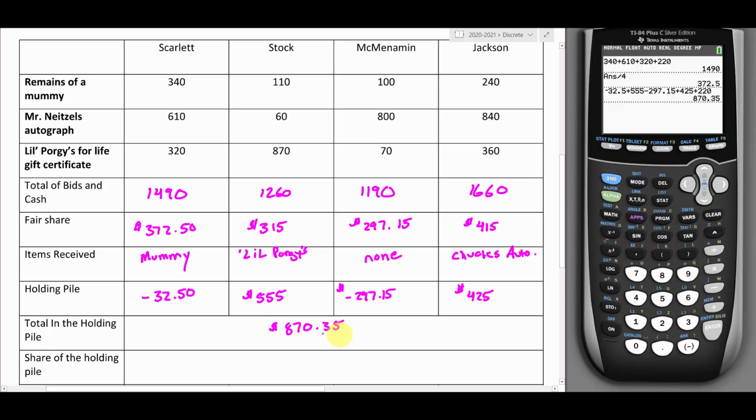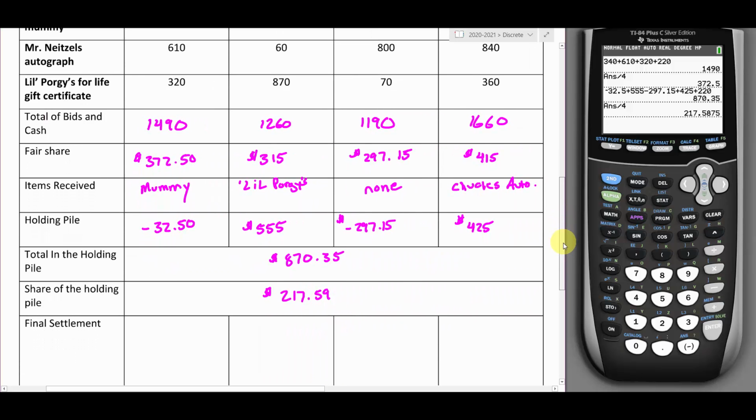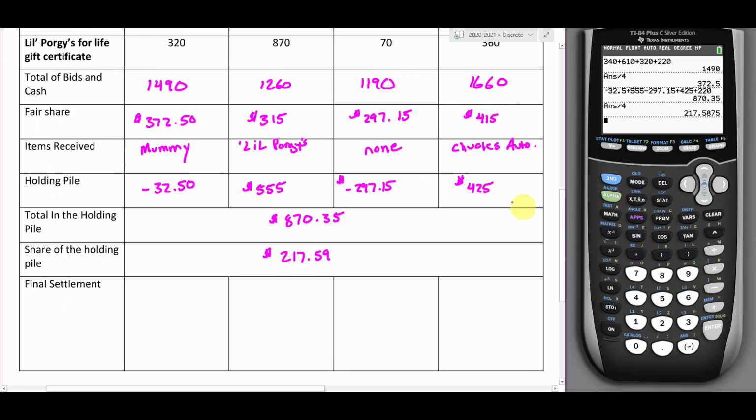There we go. And that money that is remaining in the holding pile has to be split evenly between the four teachers. So we're just going to take it and divide by 4. There we go. And we get 217.5875. So money only goes to the penny, so we'd look at the 5 and round up. Right, so that share is going to be 217.59. So $217.59 is the share that they would receive from each of the holding piles, or for each of the teachers.